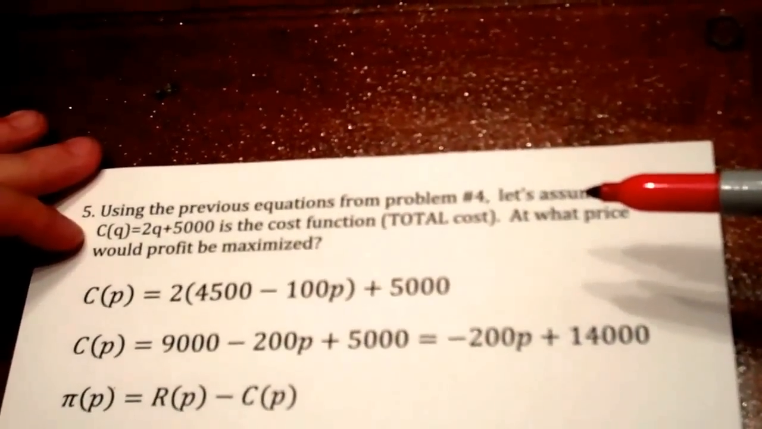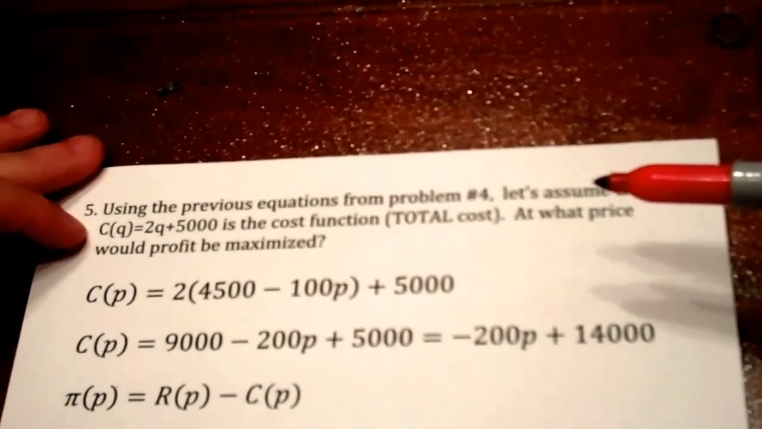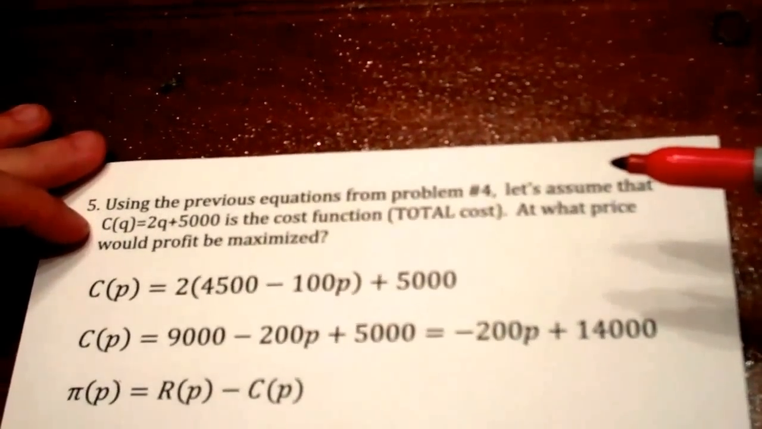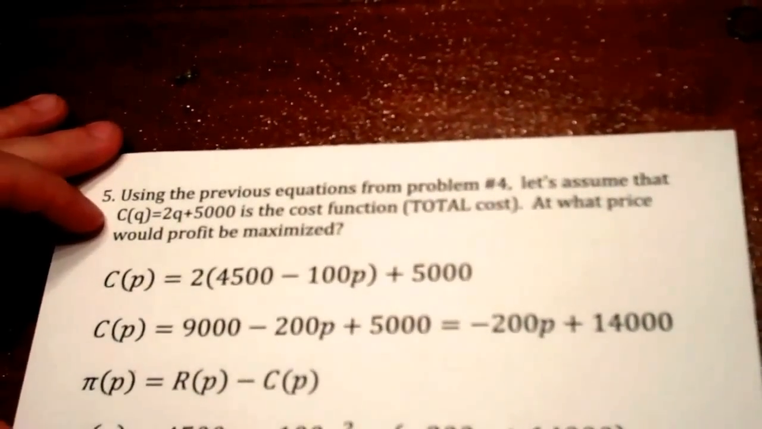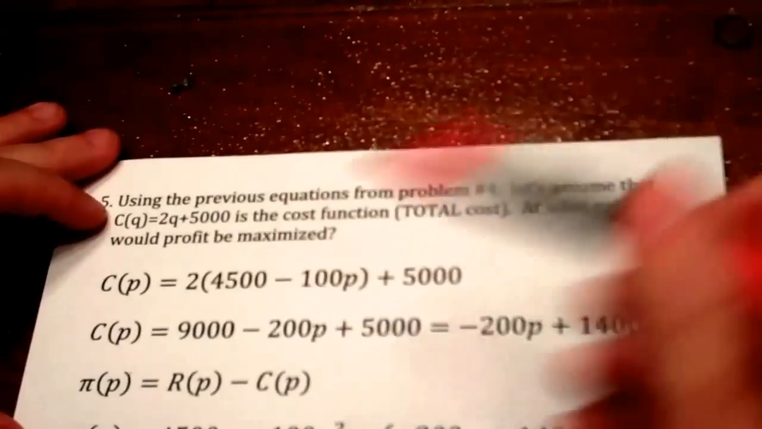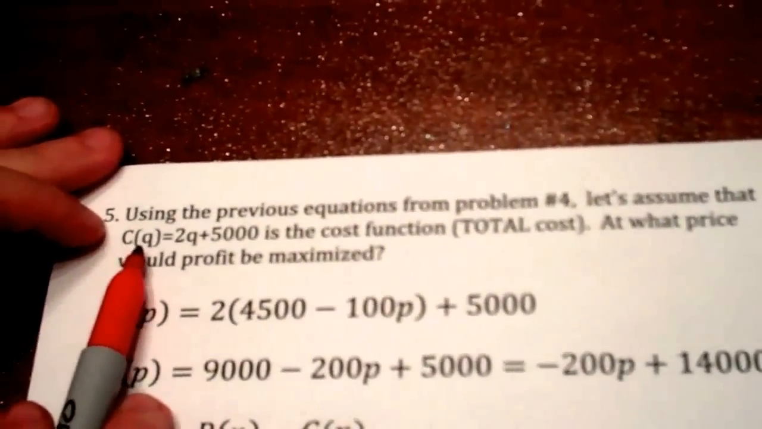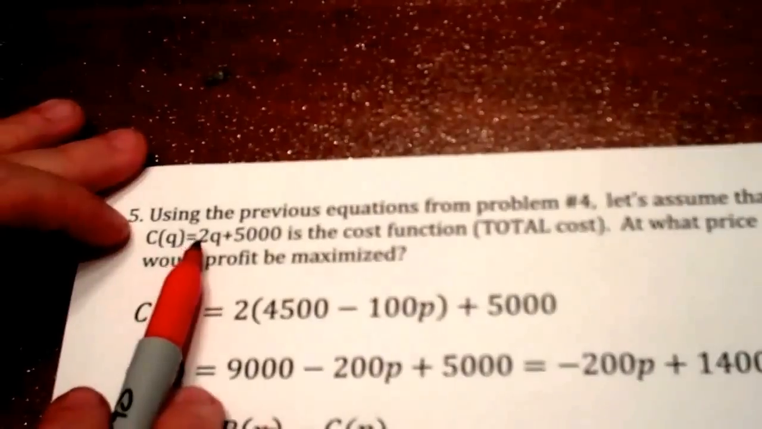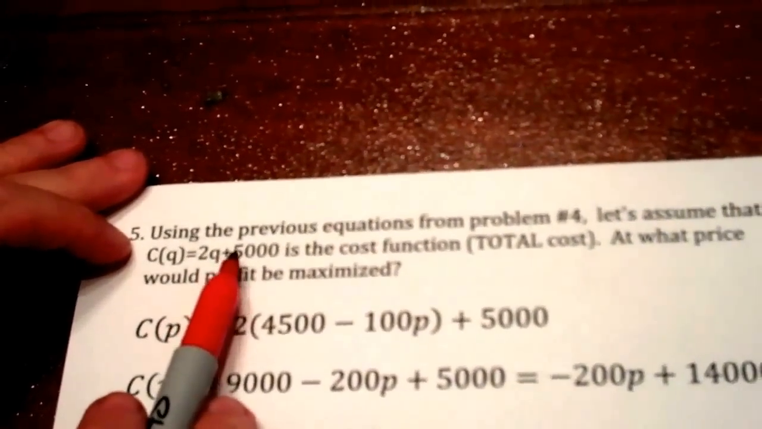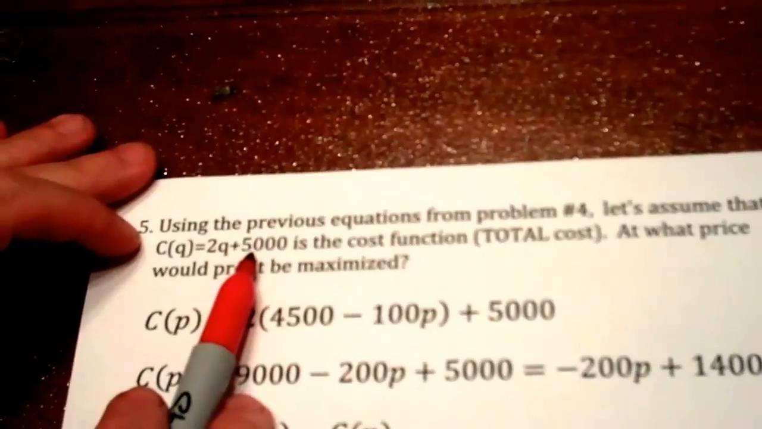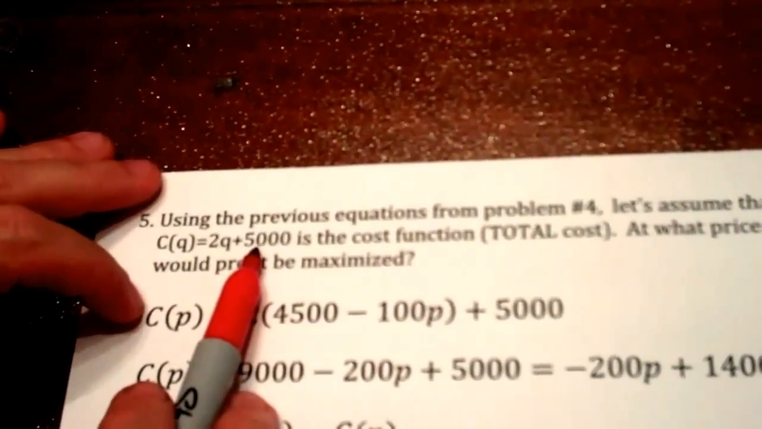And of course, to find profit, I am going to take the difference between the revenue and the cost. The difference between those two will be my profit. So first of all, you'll notice that my cost equation, the cost given the quantity Q, is 2 times Q plus 5,000. And again, this gives me the total cost of producing Q items.